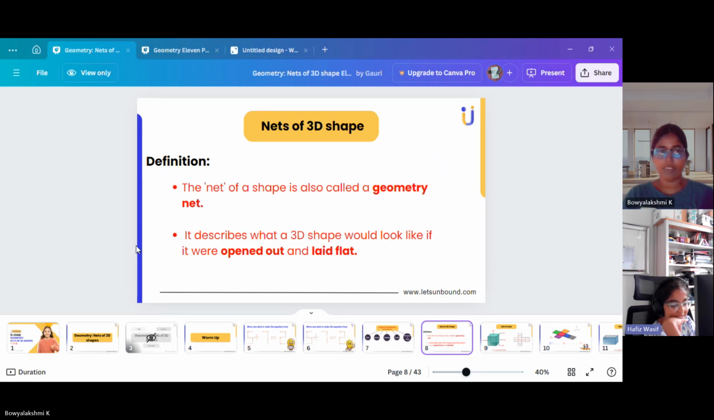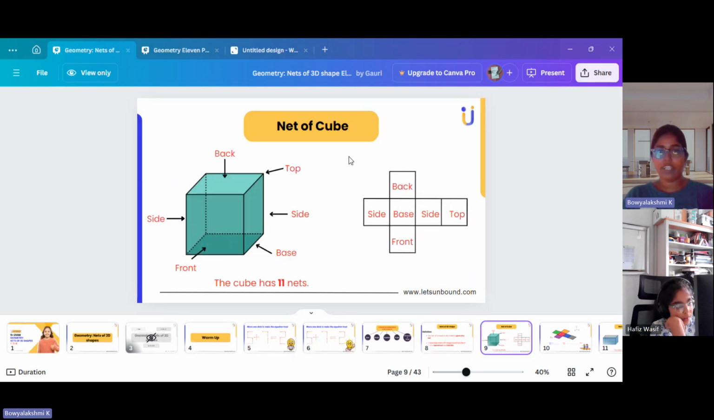Oh yeah, I've made those before. Oh cool. For which shape? A cube. Cube? Great. So the net of a cube is an important thing. For a cube, we have 6 faces: base, front, back, left side, right side, and top.